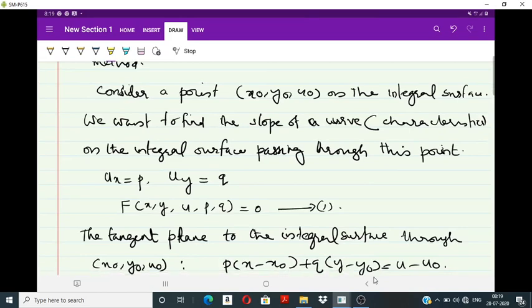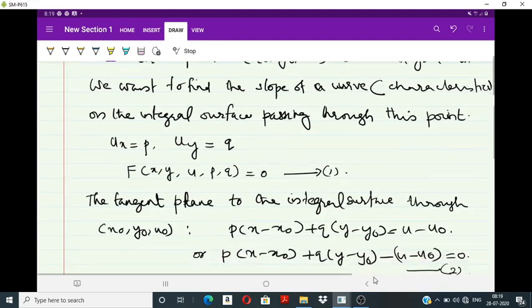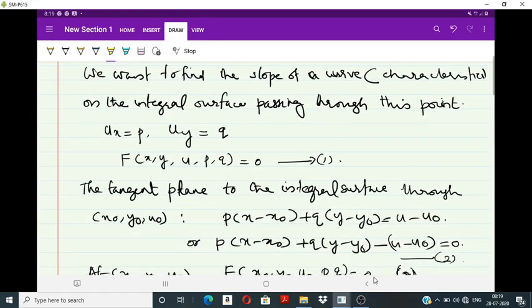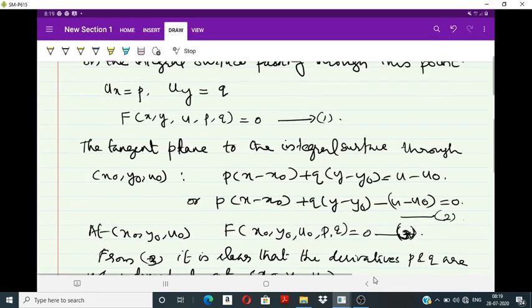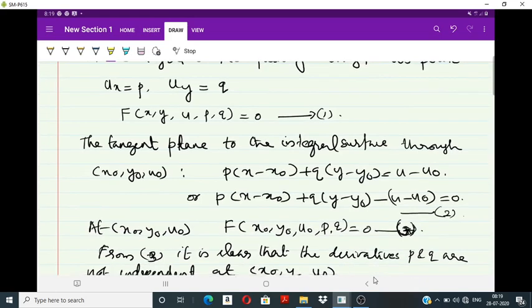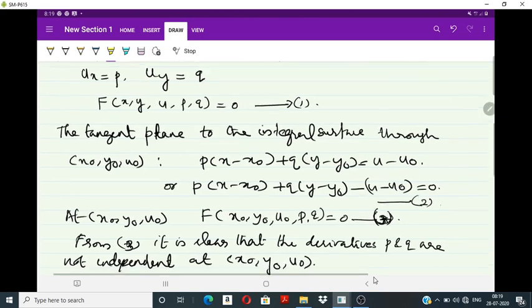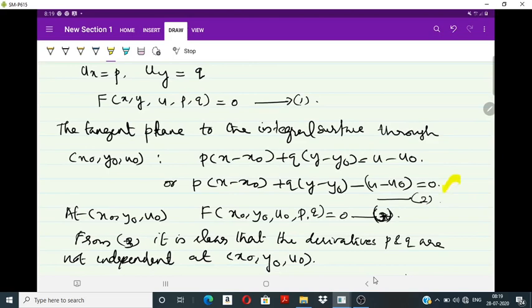Actually we want to find the slope of a curve. We need a curve passing through x naught, y naught, u naught, lying in the tangent plane of the surface. Okay, for that we have first considered the tangent plane that passes through the point x naught, y naught, u naught. The equation of the tangent plane you have studied earlier in vector calculus.